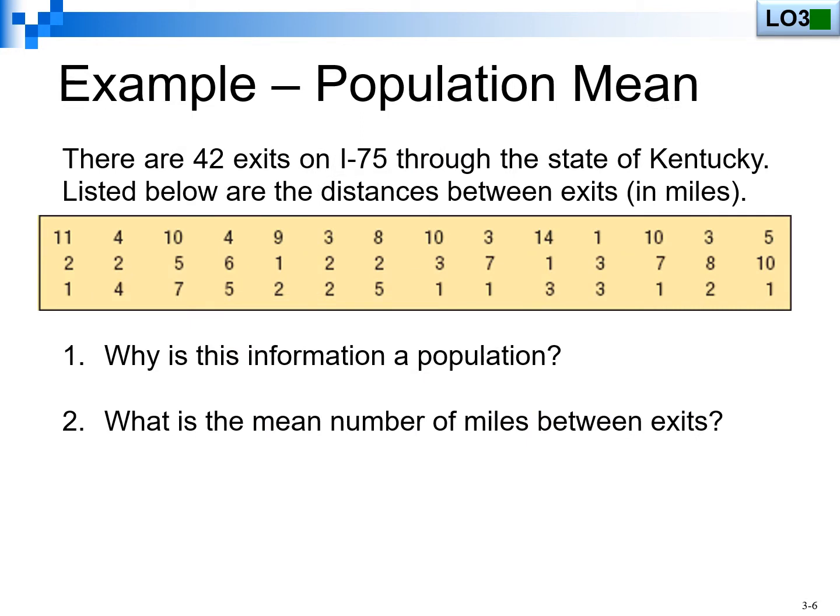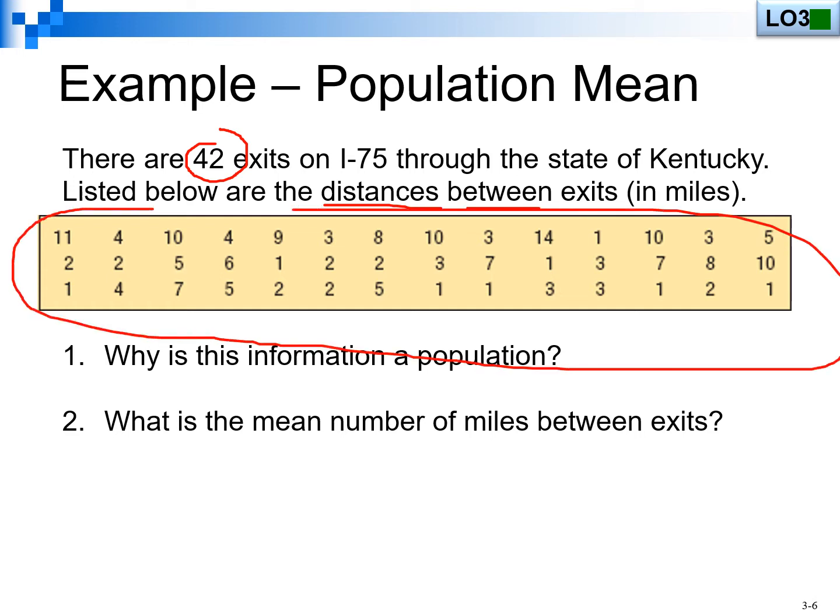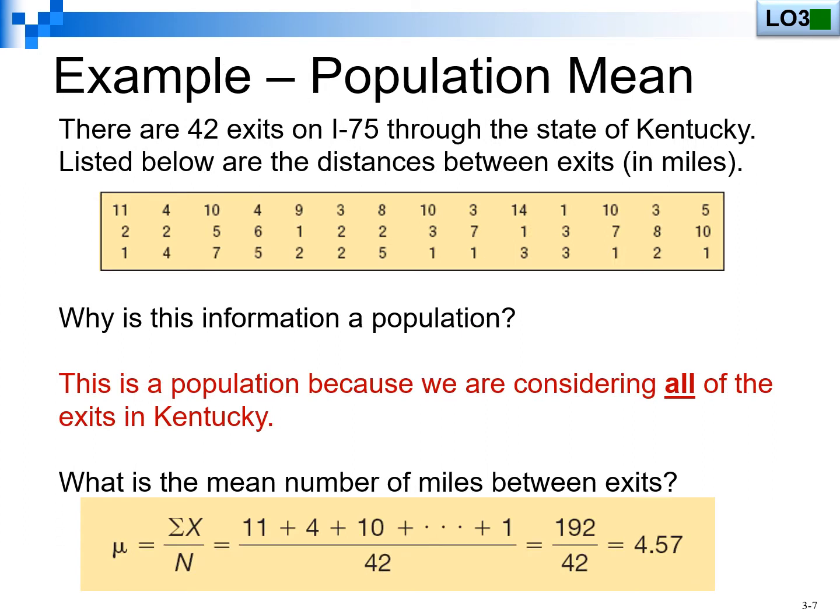And so if this was our population, and notice our population in this case is 42 exits, and the data represents distance between exits, and you want to basically figure out what's the average number of miles between exits, what you simply do is add all these together, and you're going to essentially divide by 42. And as you can see, that's basically what they're showing you down here. In the numerator, that's adding all these numbers and getting a total. It's 192, and 42 is the number of observations in the population, and you get 4.57.